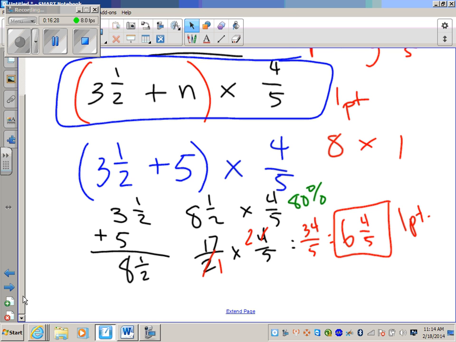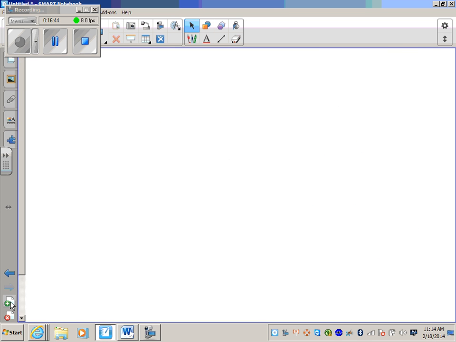Eli. 17 and 1. Well, this was a 17 and 2. 8 times 2 is 16, plus 1 is 17 over 2. Change this mixed number into an improper fraction. Remember we did that a while back? Number 3. Try number 3, all by yourself.